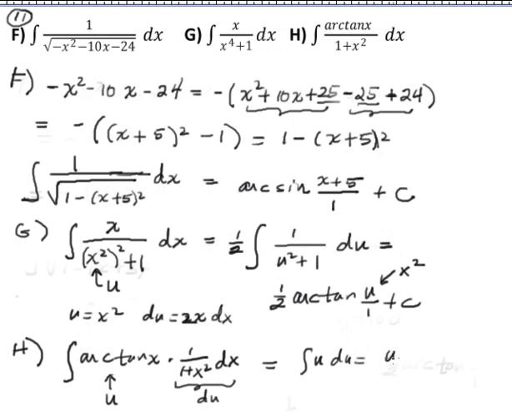Simple power rule, u squared over 2. And then substitute back u equal to arctan x. And that's it. That's the end of the review.